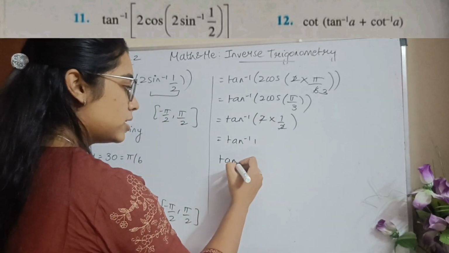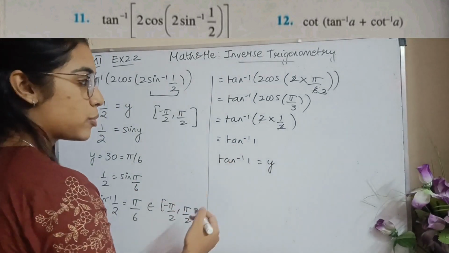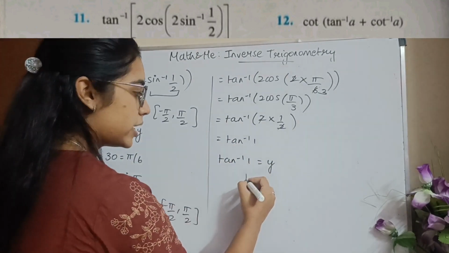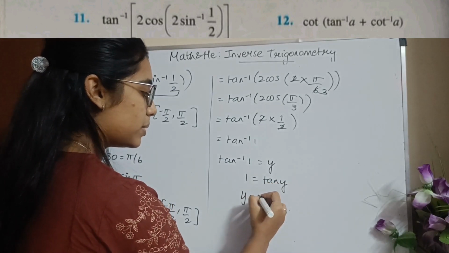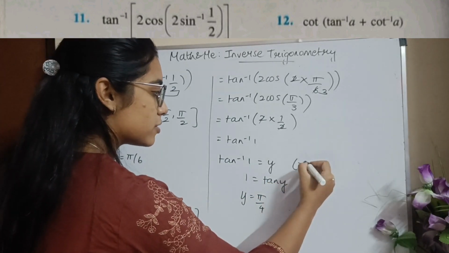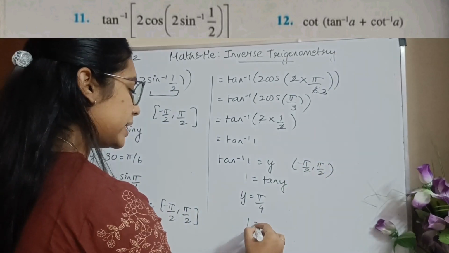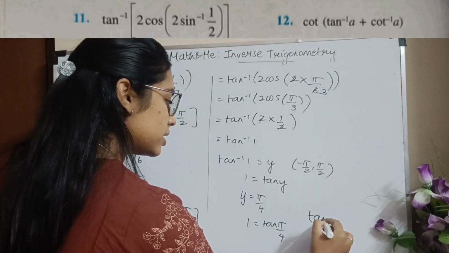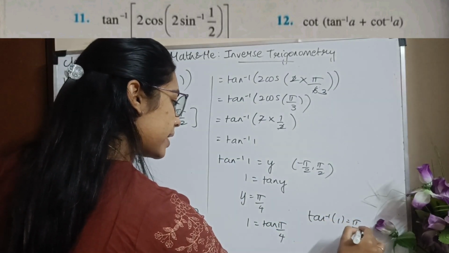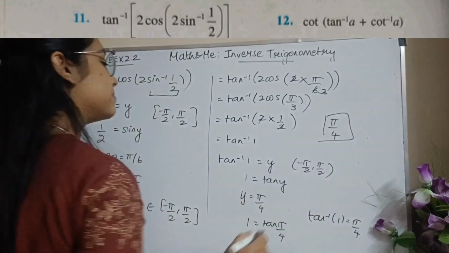What is tan inverse of 1? First step, I need to equate this to y. You know that it is pi by 4, but step by step: tan inverse of 1 equals y. So I have 1 equals tan y. For what value of y? y will be pi divided by 4. What is the range of values? Minus pi by 2 to pi by 2. So I have 1 equals tan pi by 4. So what is tan inverse of 1? It is pi divided by 4. So what is my final answer? Pi divided by 4. Okay.